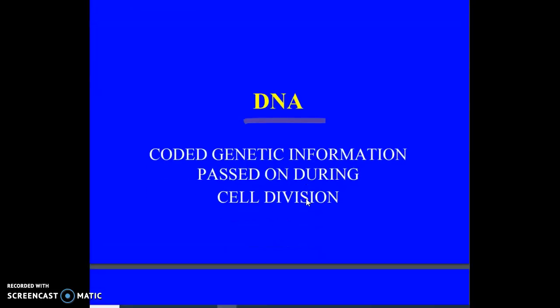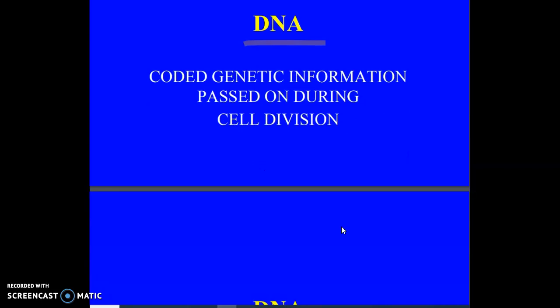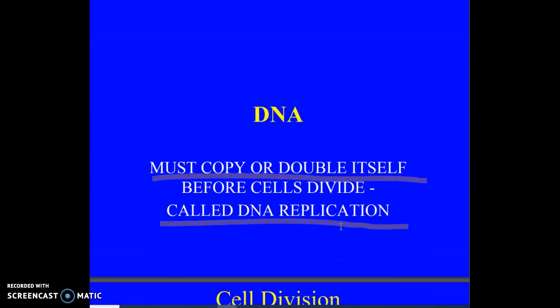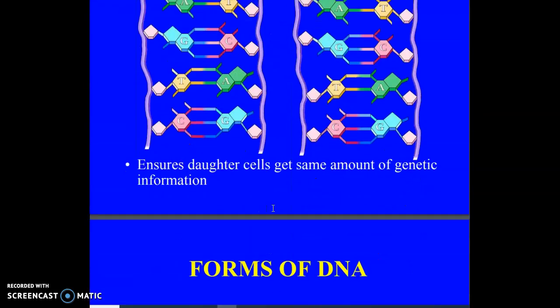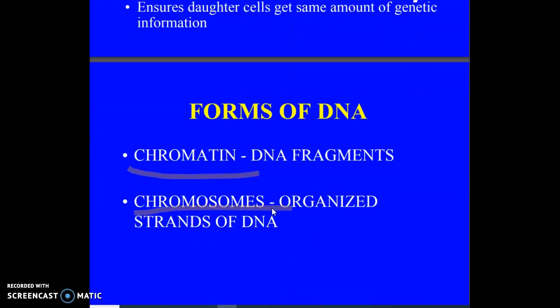Now, what important thing is passed on during cell division? The DNA. It's an important code that tells a cell its job and what it should do. And what has to happen to this DNA before it divides? It must copy or double itself. I want you to write down that's called DNA replication. What are the fragments of DNA found in a cell? That's chromatin. And the strands of DNA that are found in a cell are the chromosomes.